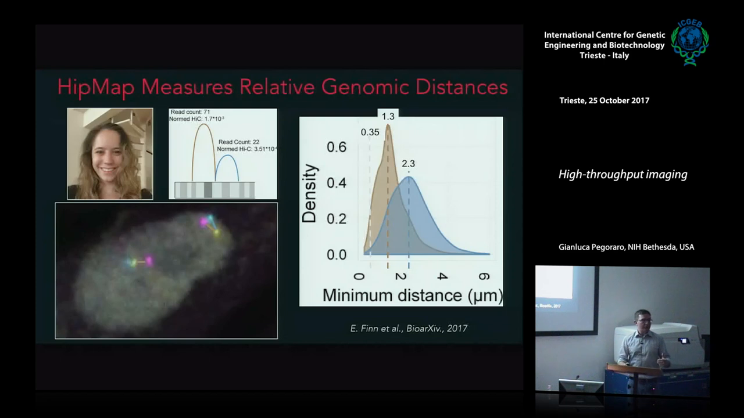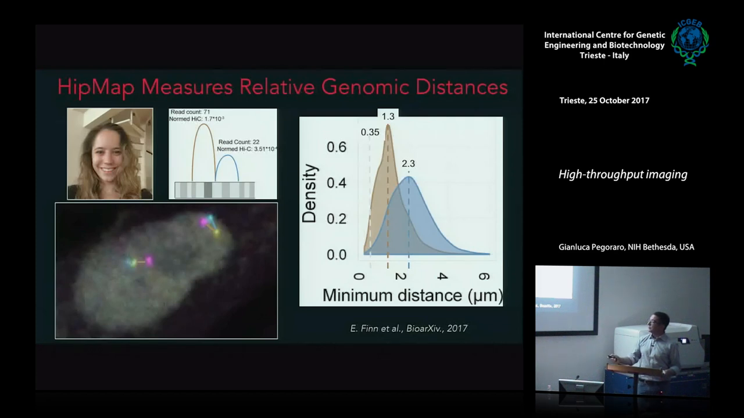What she did was to get data sets of Hi-C data and try to see what the correlation was between Hi-C and HiPMap and DNA FISH. As an example here, she chose this locus, and she decided to measure the distances to two loci that are genomically equidistant on either side, but have very different Hi-C readings. The way to read these numbers is that this interaction has a lower Hi-C score than this region here, which basically means that, at least as measured by Hi-C, this interaction is stronger than this interaction here.